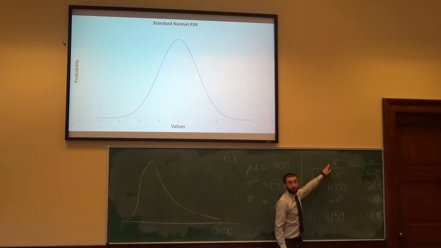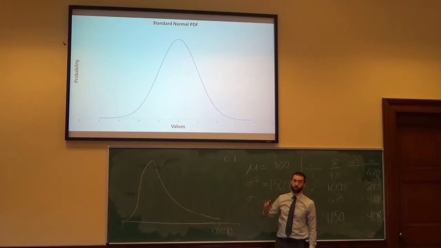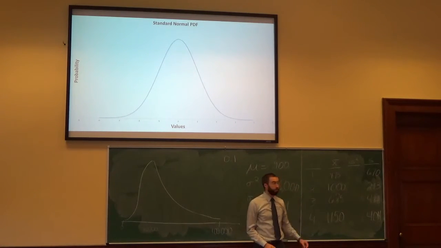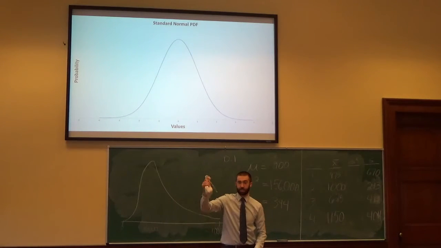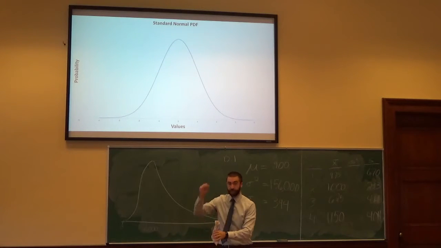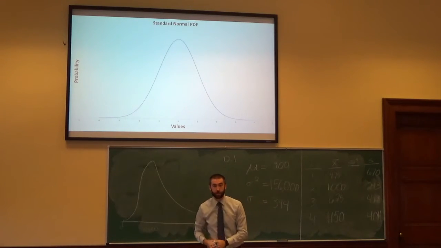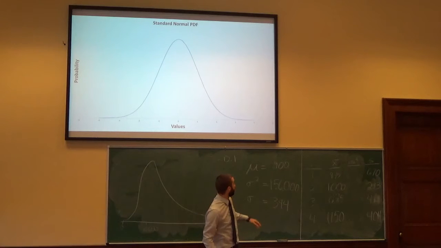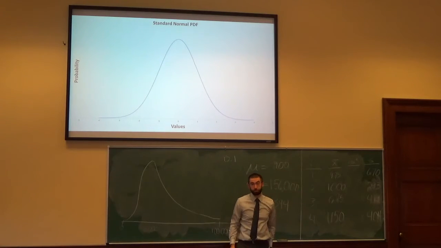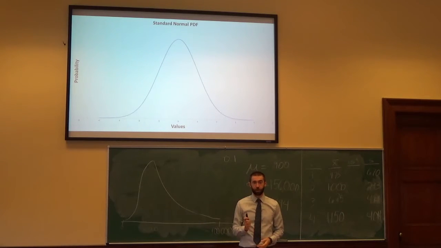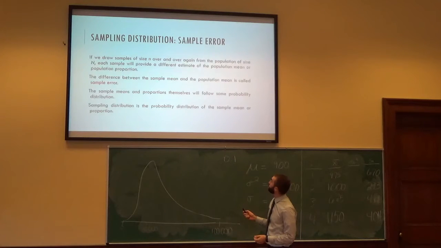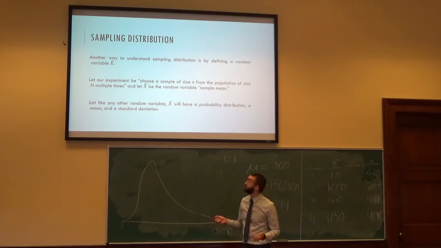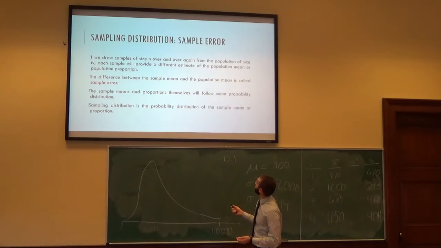Okay. The distribution of a sample mean is going to follow a normal distribution. The most likely sample mean that you will get every time you take a sample from your data is the population mean. It follows a normal distribution. That's a really neat thing. Hopefully. All right.